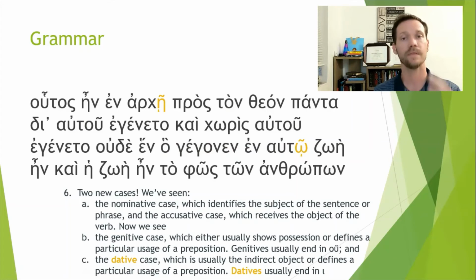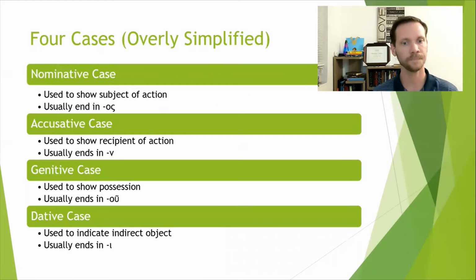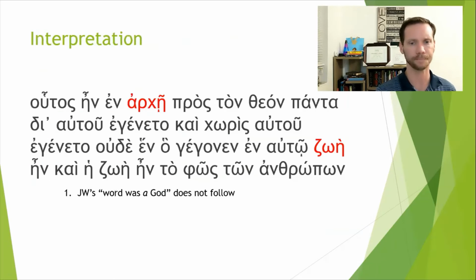But for now, the four, once again, are your nominative. In fact, I'll just show you here. The nominative is used to show the subject of the action, usually ends in an omicron sigma or just a sigma. The accusative shows the recipient of the action, ends in nu. The genitive case shows origin or possession, usually ends in omicron upsilon or an omega nu. And then the dative case is usually an indirect object, usually ends in an iota, either at the end or as a subscript. There are many more uses of these cases we'll get into, but as we first get started, if you have this down pat, you'll have a very good idea of what is going on.